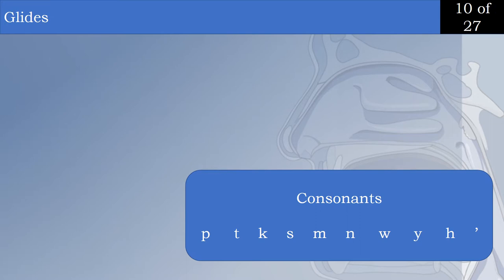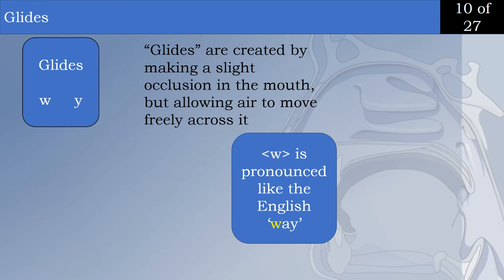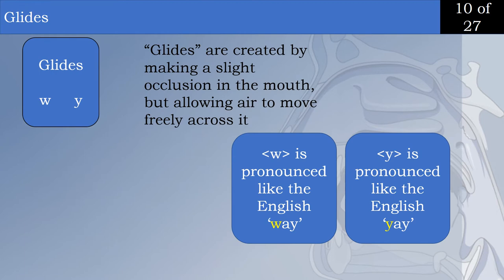Next, we'll look at the glides, W and Y. The W is pronounced like the first sound in way, and the Y is pronounced as the first sound in yay or yellow.